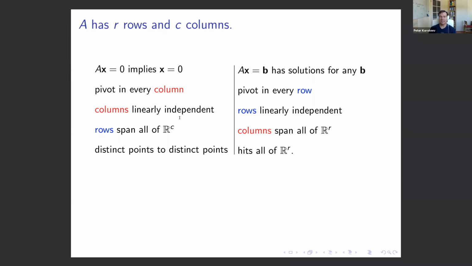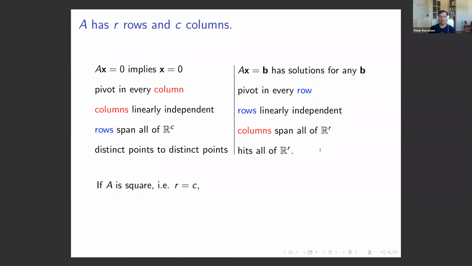On the other hand, the inhomogeneous equation AX equals B has solutions for any B if we have pivots in every row, if the rows are linearly independent, and if the columns span all of RR, the image space, and the linear function A is onto, so it hits all the points of RR. You can see there is a sort of complementarity principle here. The conditions look similar, only the rows are replaced with columns and vice versa in some of the cases. And the one-to-one condition, also called the embedding condition, is replaced with the onto condition. But otherwise, they look very similar.